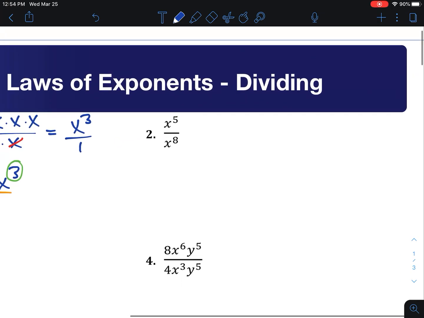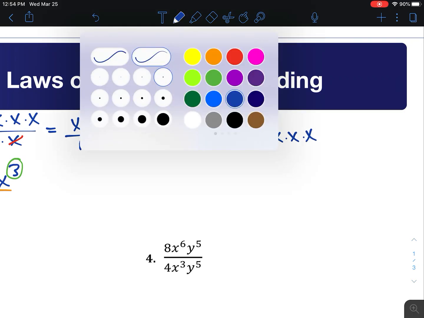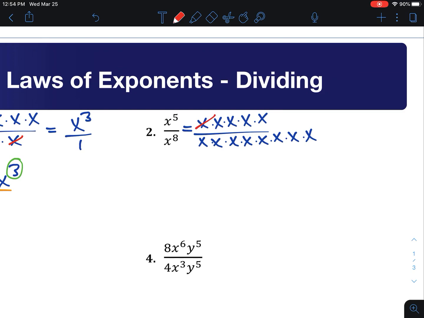So for the next one, very similar. This is x to the fifth, so 5 x's being multiplied, divided by x to the eighth. 5, 6, 7, 8. It's a little tedious when you get bigger exponents here, but it still works. Again, eliminate one top, one bottom, until you can't anymore. And what's left this time? Well, there's nothing left up top, but there are 3 x's in the bottom, so x cubed in the bottom.